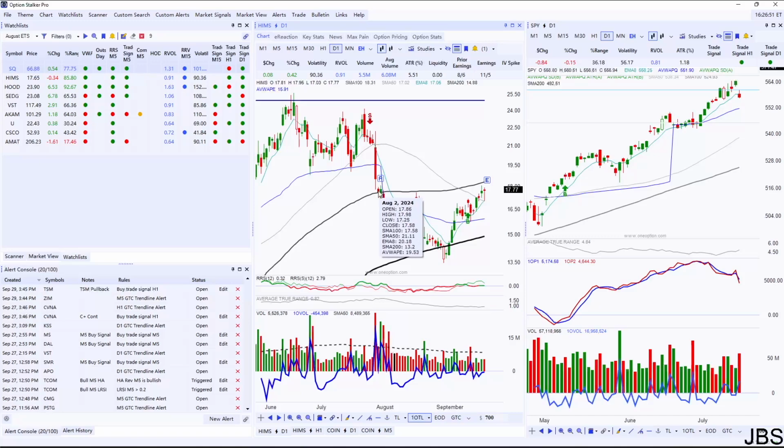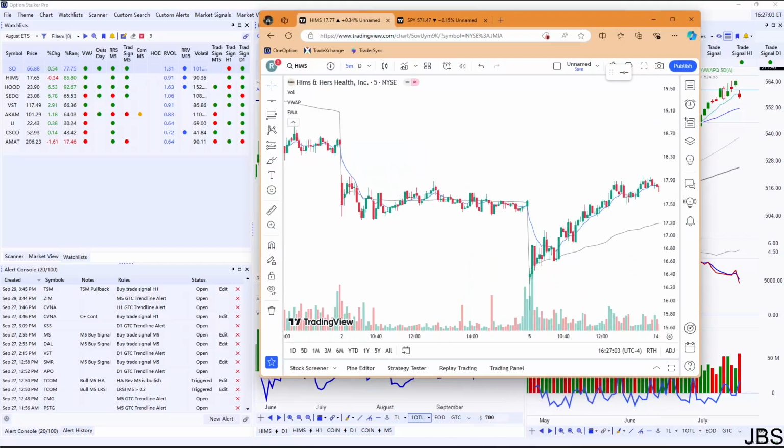That is the move. So here's our move down, gap down, come back in, fill in the gap at the SMA, and you would have gotten a nice win on HIMS. Oops, that's the wrong one.